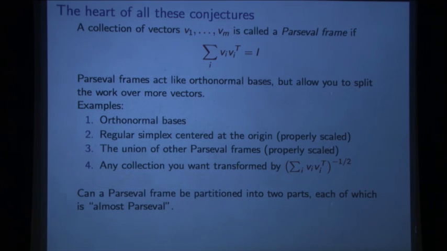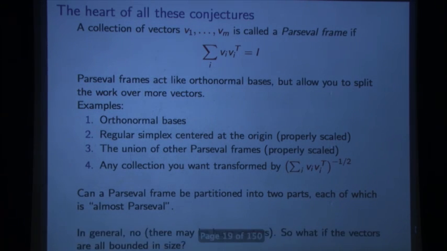And at the heart of all of these conjectures is this question. I have this Parseval frame. I'm building the identity using this redundant system. Can I partition it into two parts such that each of the parts is almost Parseval? So I have one set which is almost half of the identity and the other set which is almost half of the identity. And in general, the answer is no.